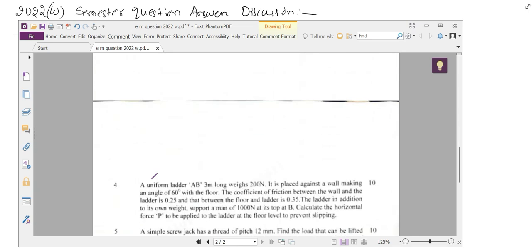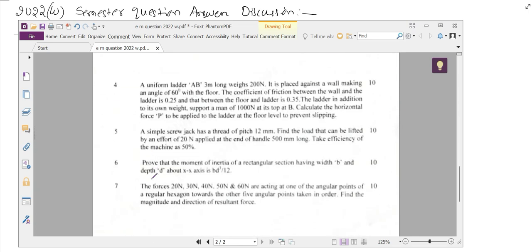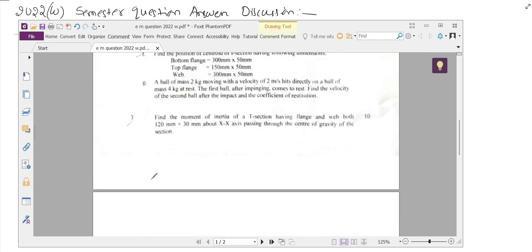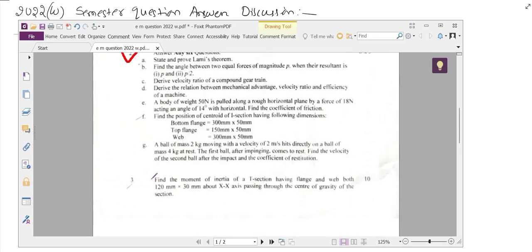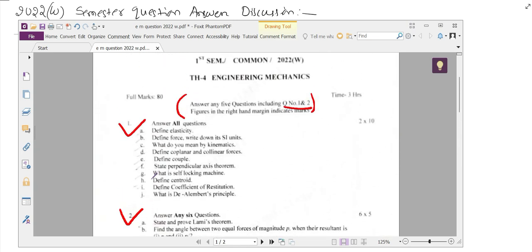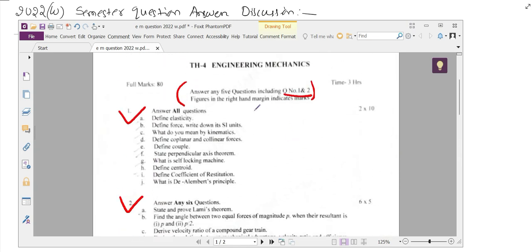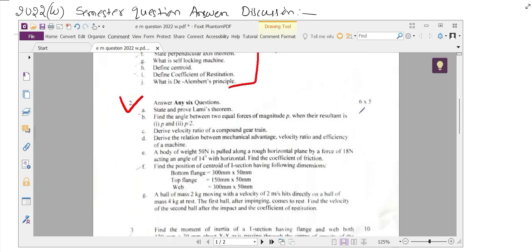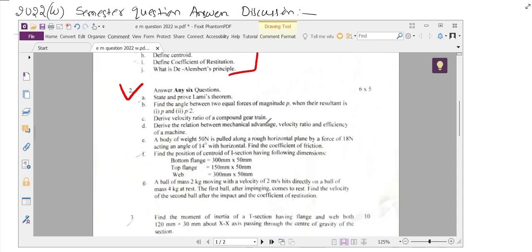3, 4, 5, 6, 7. From 3 to 7, we have to attend only 3 number of questions. Okay, so total mark is 80 marks. This first section is of 20 marks. All questions are compulsory. Question number 1 and question number 2, you have to answer only 6 number of questions. Okay, each question is having 5 marks.